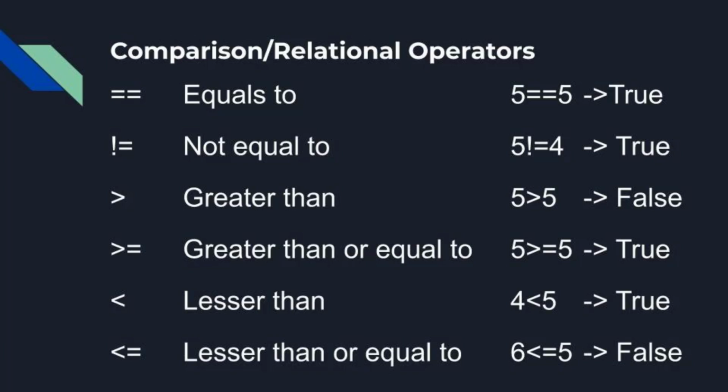Then the remaining 4 symbols are pretty common: greater than, greater than or equal to, lesser than, and lesser than or equal to. So 5 greater than 5 will be false, 5 greater than or equal to 5 will be true, 4 lesser than 5 will be true, and 6 lesser than or equal to 5 will be false.